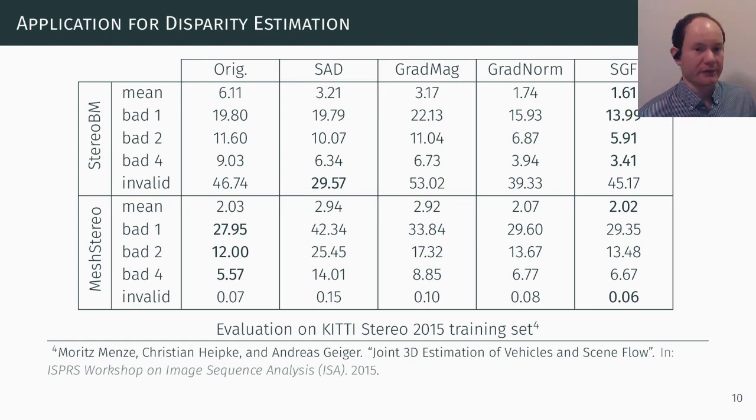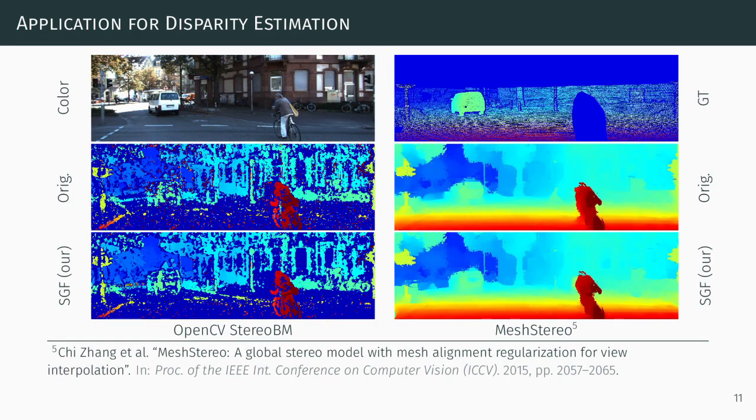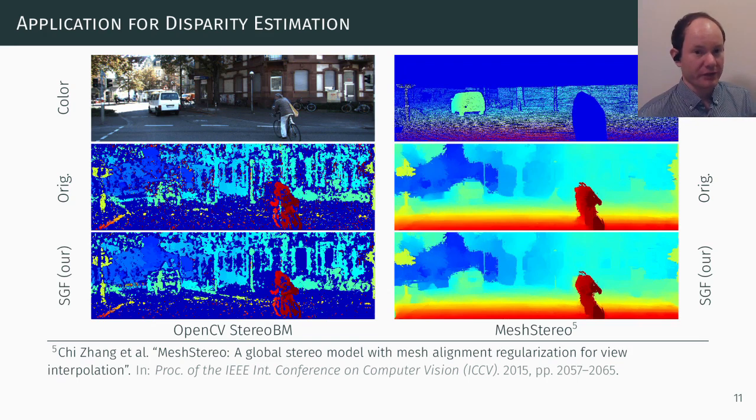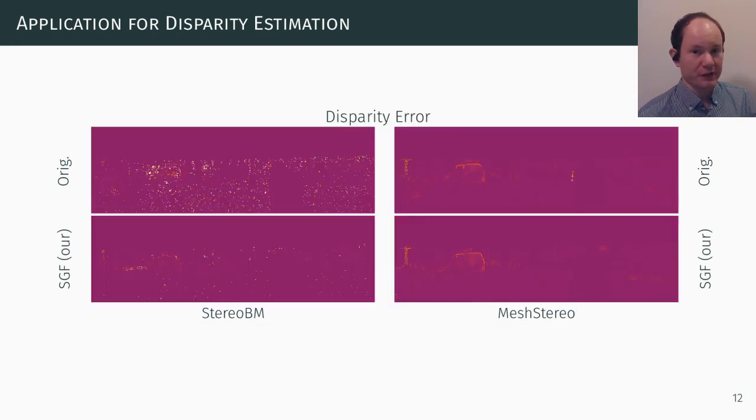We evaluated both algorithms on the KITTI Stereo 2015 and Middlebury Stereo 2014 benchmark and report the mean disparity error as well as the percentage of pixels with a disparity error larger than 1, 2 and 4 pixels. For Mesh Stereo, the difference between the measures is minimal, since block match disparities are used as the initializations. We obtain with our measure, especially for stereo block matching, more precise disparity maps with less dispersed erroneous measurements.